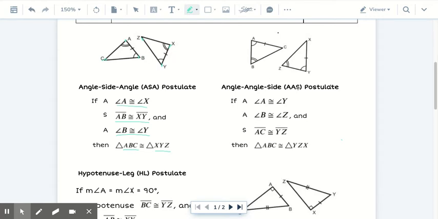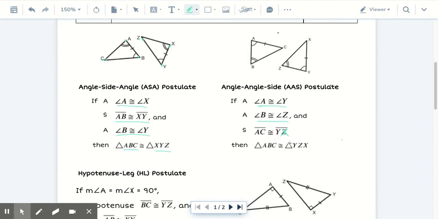Second one, angle, angle, side, AAS. So we have two pictures, two triangles here, and they show us with the arcs that angle A is congruent to angle Y this time. And they say angle B is congruent to angle Z with two arcs. And they also tell us that side AC is congruent to side YZ. Oops, that's a typo. AC is congruent to YX. That's supposed to be an X.